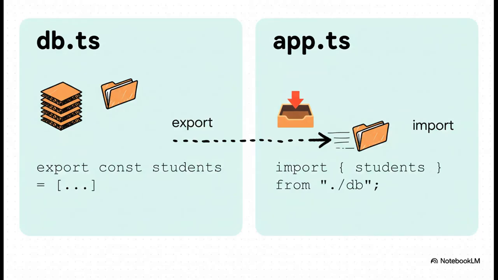So what does this actually look like in the code? It's surprisingly simple. Over here, our database file exports a list of students. Then our main application file imports that list. And just like that, it has access to all the student data. This simple, powerful pattern is really the foundation of modern, scalable applications.